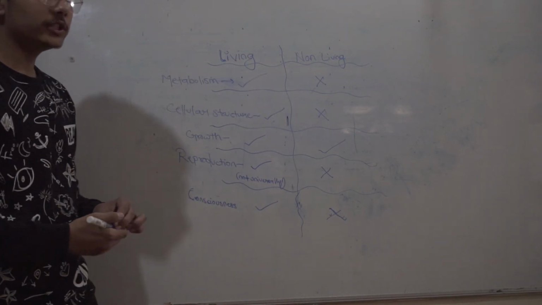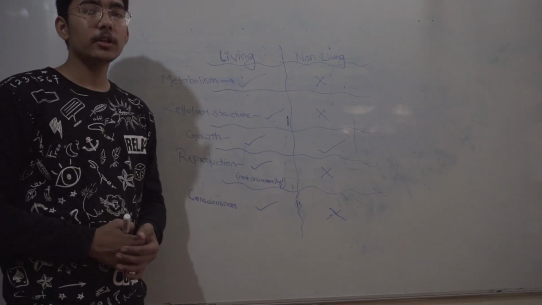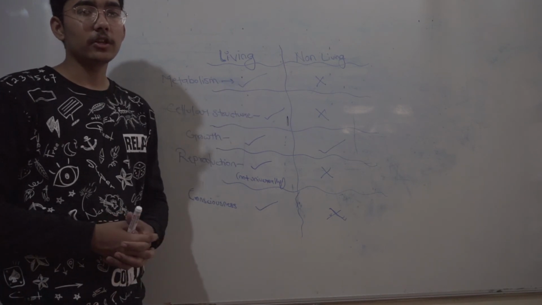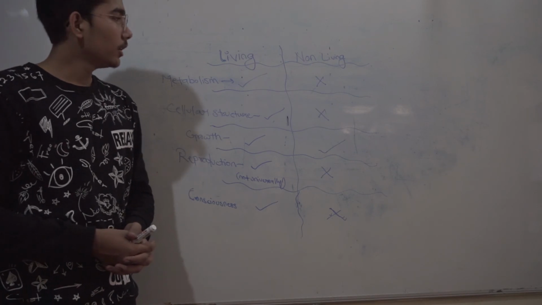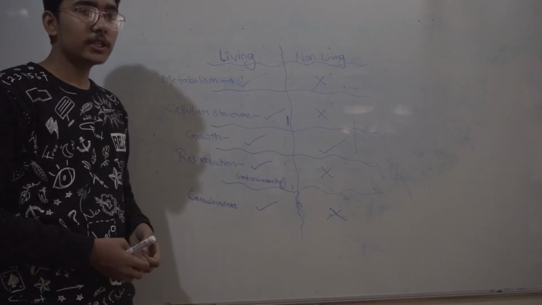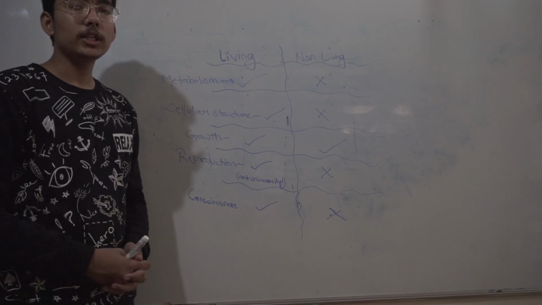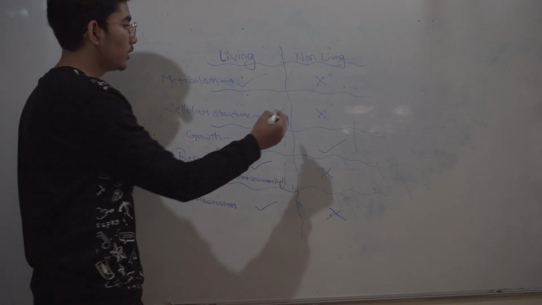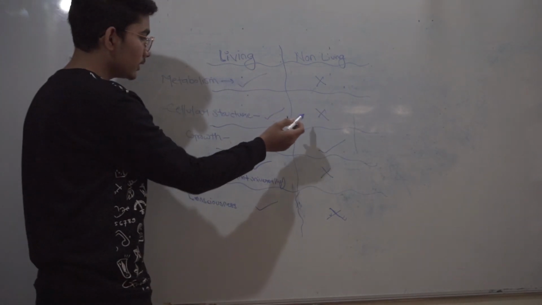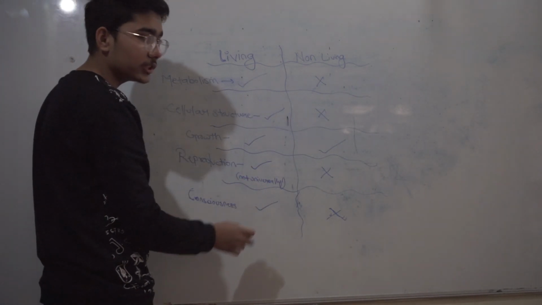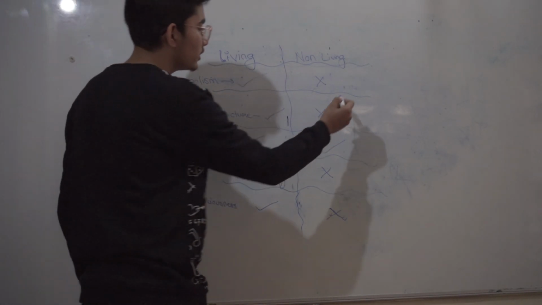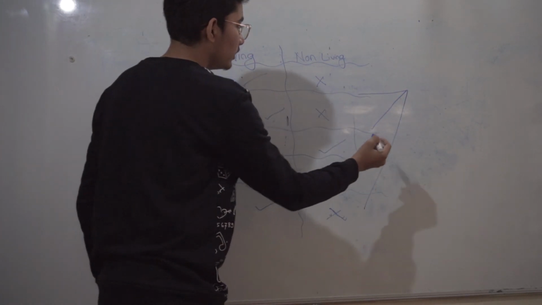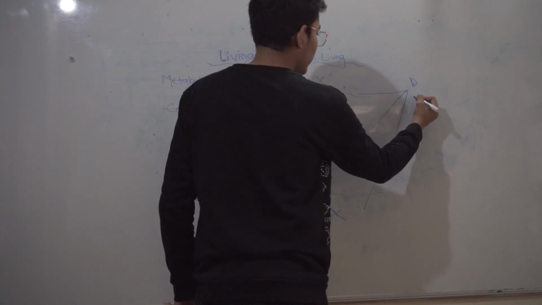Now, among these five characteristics, which of them are defining features and which are not? Let us see which characteristics fulfill those two criteria which I explained in the previous lecture. Metabolism, cellular structure, and consciousness, these three are the defining features.